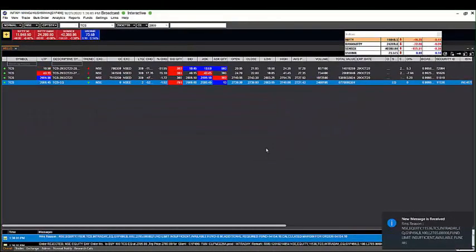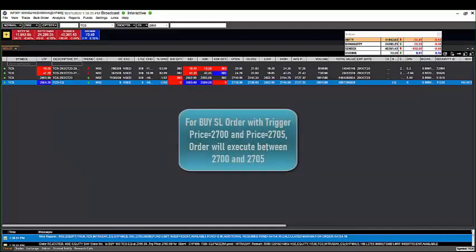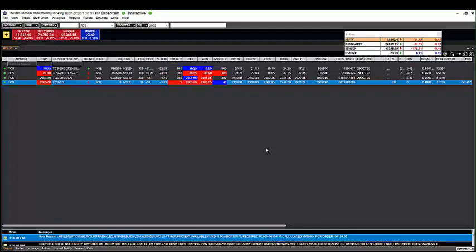Once again, the order gets rejected, but what will happen in this case is as soon as the price of 2700 is reached, your stop loss order becomes a limit buy order at 2705. Basically, the order executes within a range of 2700 and 2705. Now let us move back to our presentation window to check out sell below orders.